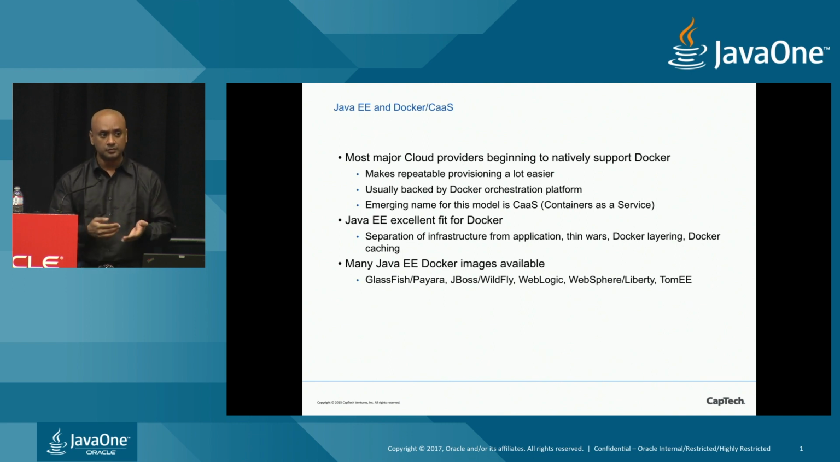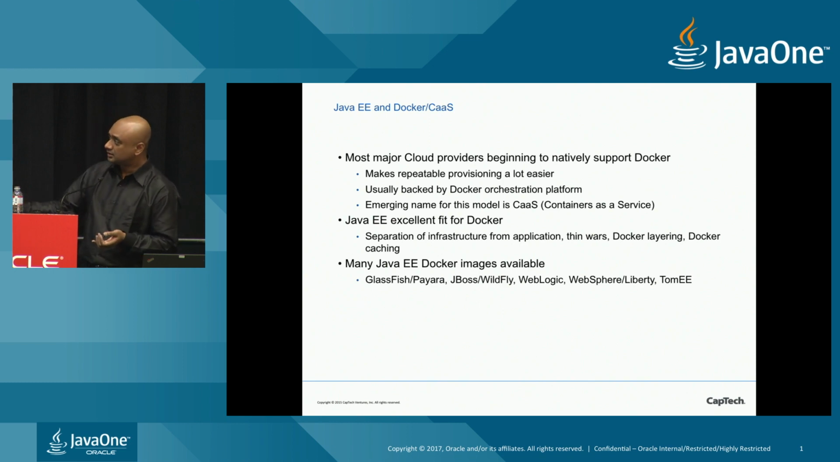All of this, because of those capabilities, mesh extremely well with Java EE applications. So what does that mean? It means we should now evaluate, if you look at Docker Hub or the Docker ecosystem, how well does that support Java EE? And it turns out it supports Java EE extremely well.